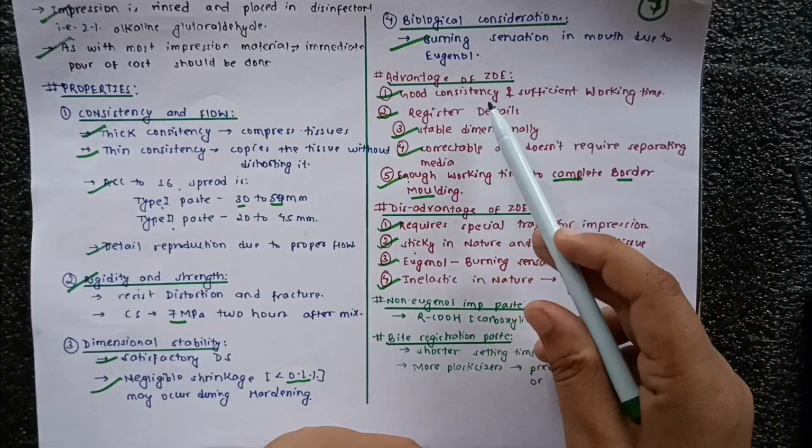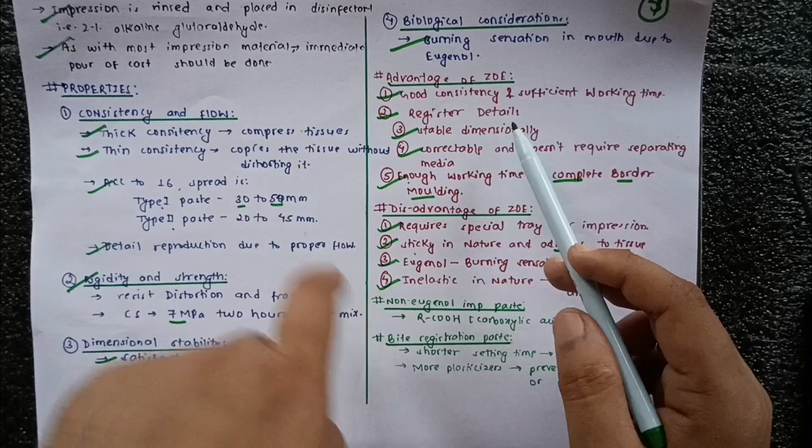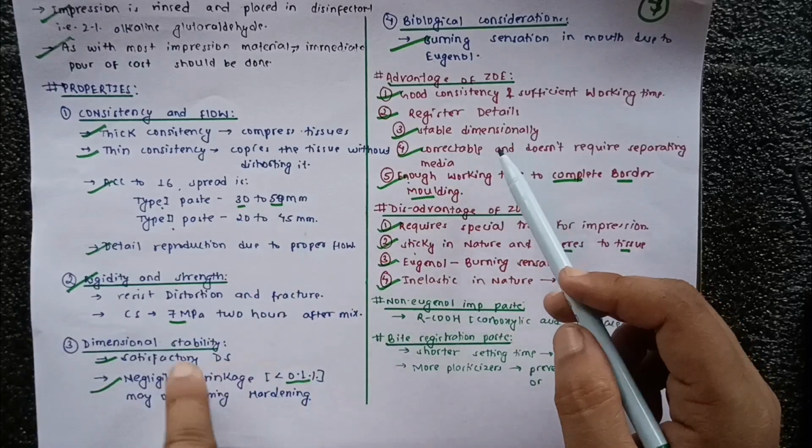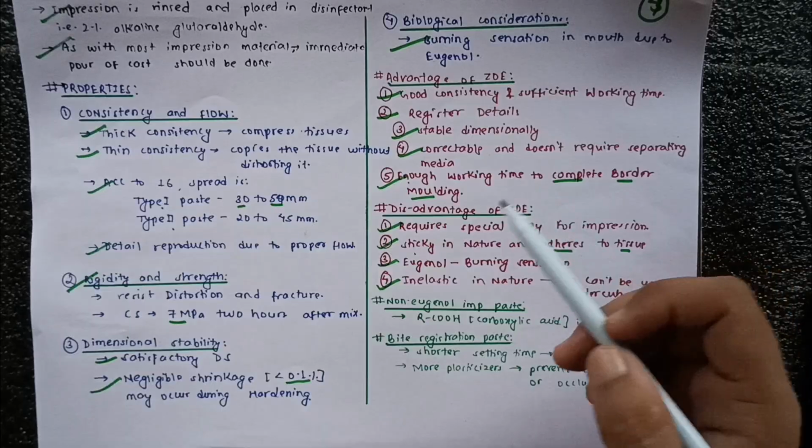Okay, so this is having the good consistency, sufficient working time. It is taken from here. Register details also taken from here. Stable dimensionally taken from here. So you can prepare your own advantage and disadvantage like that.